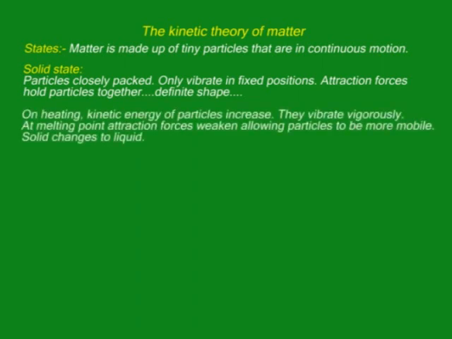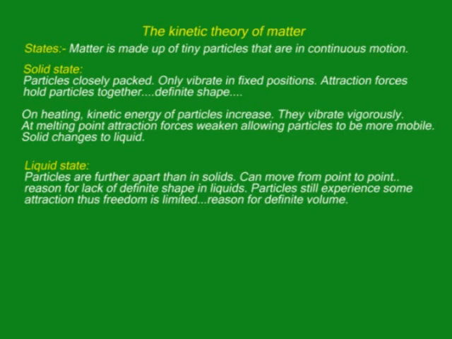Upon heating, the kinetic energy of particles increases and they begin to vibrate more vigorously. At a temperature called melting point, the forces holding the particles are weakened enough, allowing the particles to change positions, resulting in the solid changing into liquid. In the liquid phase, the particles are farther apart than in solids. They can move from one point to another, explaining why liquids have no definite shape. But still, the particles experience some form of attraction and thus the extent of freedom is limited. And this is why liquids have definite volumes.